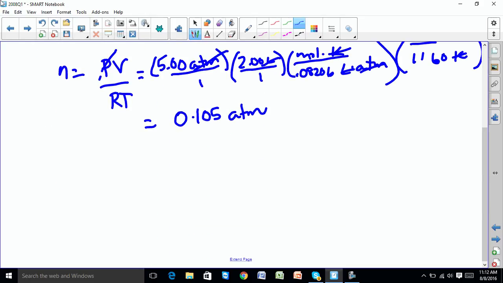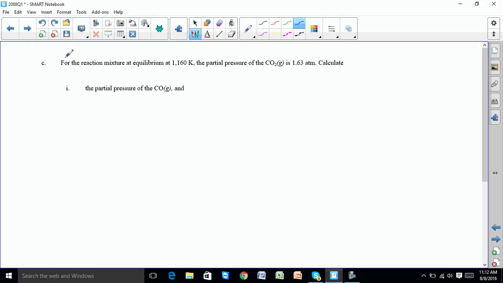Fabulous. Okay. Next one: for the mixture at equilibrium at 1,160 K, the partial pressure of the CO2 is 1.63 atmospheres. Calculate the partial pressure of the CO. I did this very differently than the scoring guidelines, and I just want to talk about why I like my way better. I don't really care which way you do it on your final.